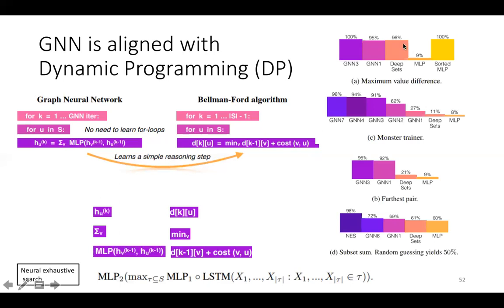And the results look very good for the graph neural network as a processor to solve problems like shortest path or dynamic programming. Compared to deep set or MLP, graph neural networks are always better.